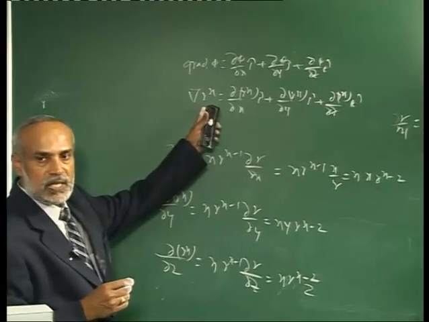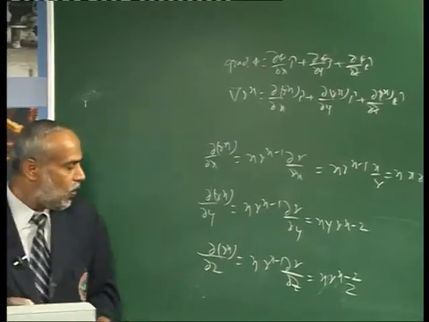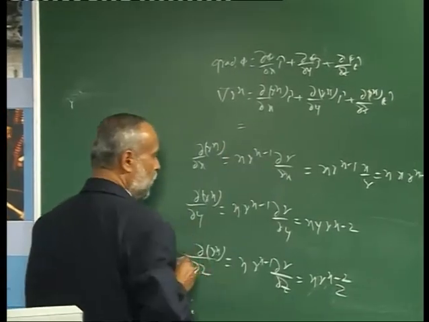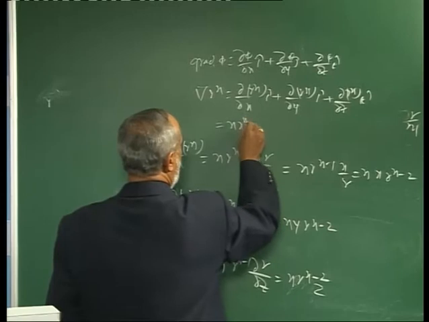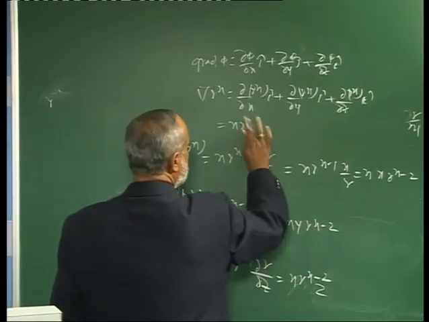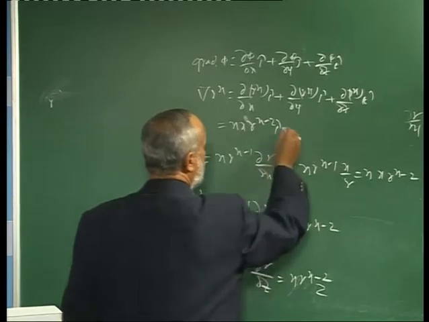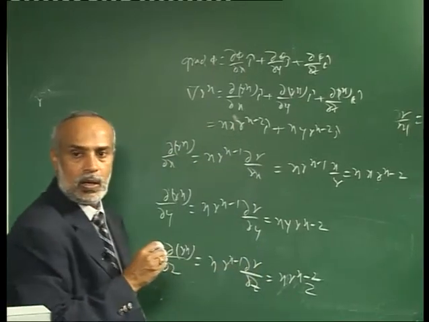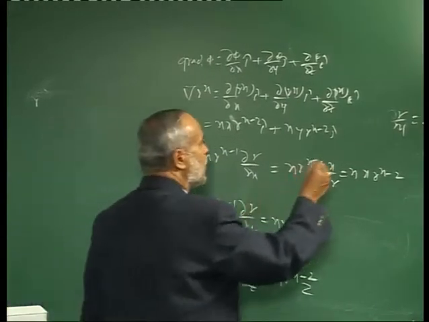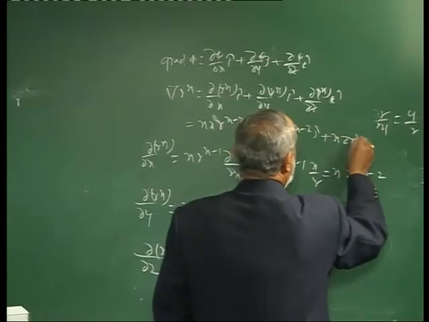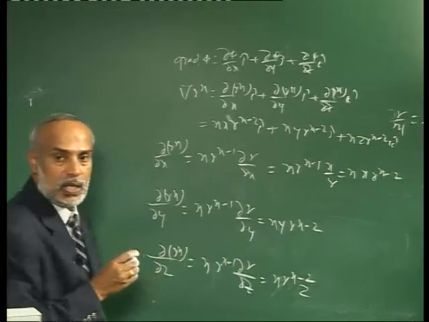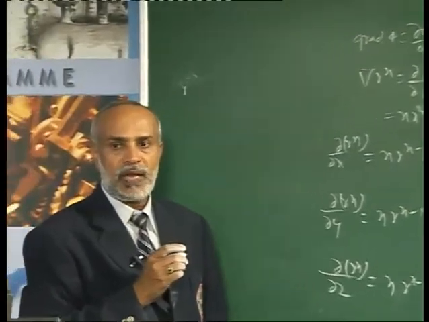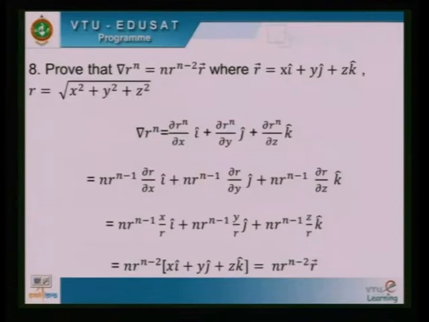Now we can substitute in these equations, then the gradient of r to the power of n is equal to n into x r to the power of n minus 2 i cap plus n into y r to the power of n minus 2 j cap plus n into z r to the power of n minus 2 k cap. This is the gradient of r to the power of n. Now you have to prove that del r to the power of n is equal to n into r to the power of n minus 2 r vector.